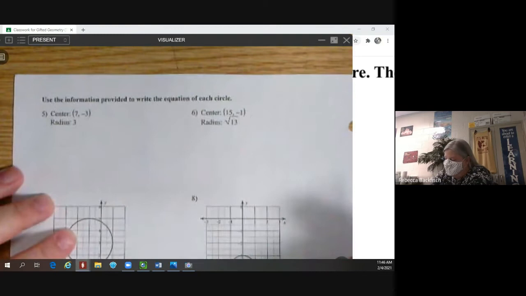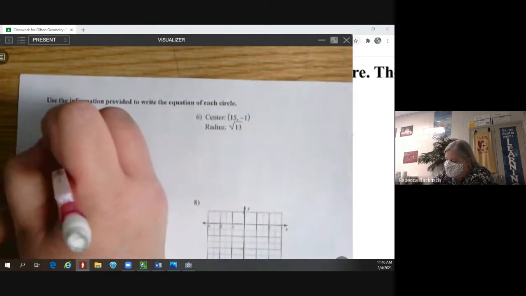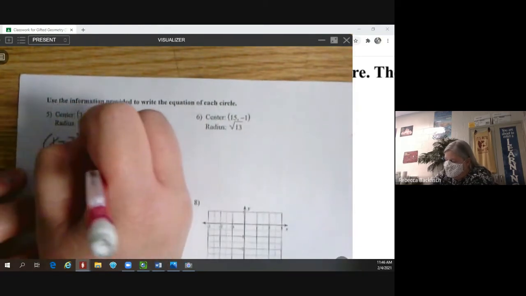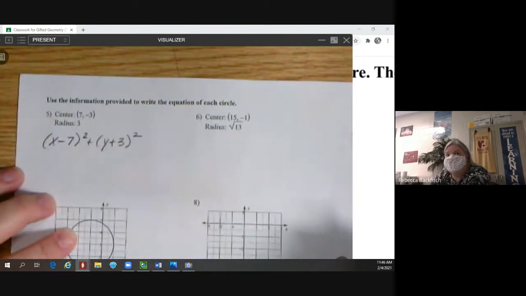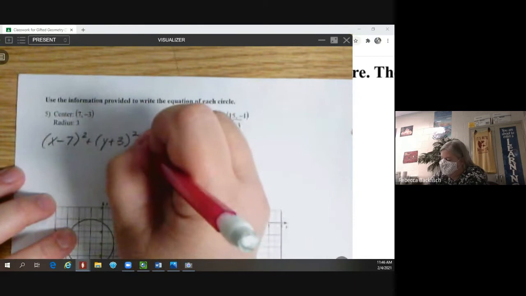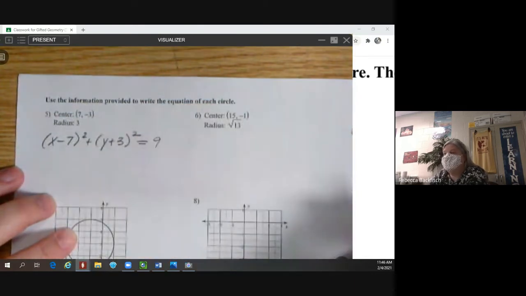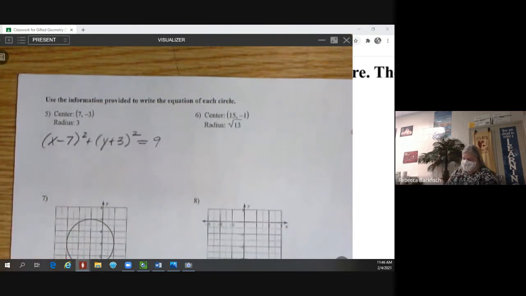So center, that's my h and k. So x minus 7, y plus 3. Remember, opposite signs because of the minuses. Equals 3 squared, so that's 9. And that's all I've got to do to get my equation. All right, go ahead and do number 6.